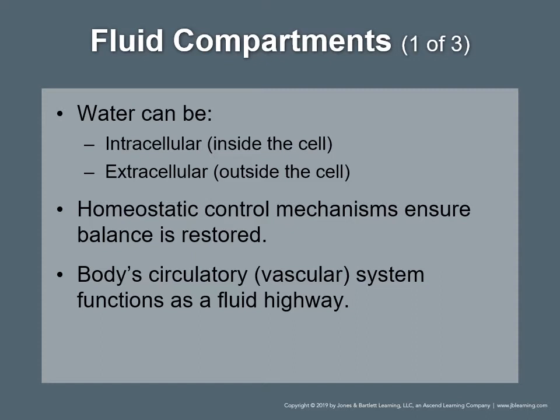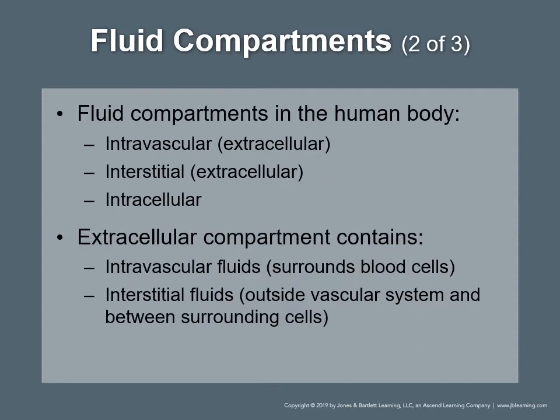Extracellular, outside the cell. Water levels in these compartments constantly shift, but homeostatic control mechanisms ensure balance is restored. The body's circulatory or vascular system functions as a fluid highway and contains cells. It can be thought of as another fluid compartment. Extracellular compartment is broken down into two sub-areas: the intravascular, which is the water portion of the circulatory system surrounding the blood cells, and interstitial, which is the water outside the vascular system and between the surrounding cells, that acts as a buffer between the other compartments.